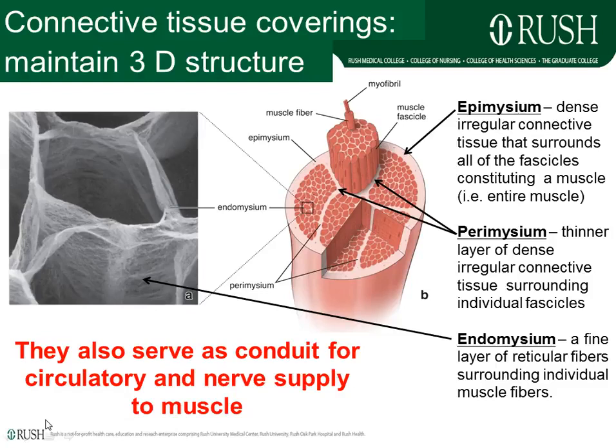Within the fascicles, individual muscle fibers are ensheathed by a very delicate fine layer of reticular fibers, and there's fibroblasts in there too, called the endomysium. So these connective tissue coverings are where you're going to have your vascular and nerve supply to that muscle.